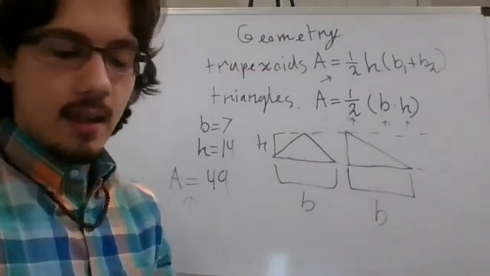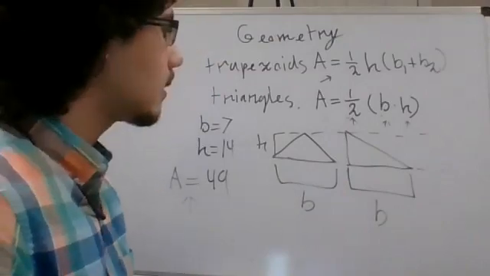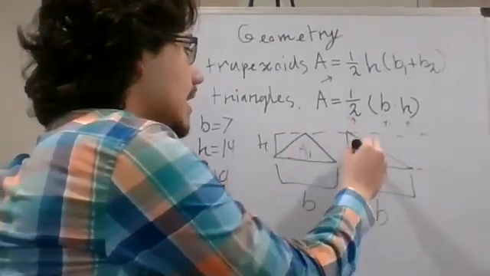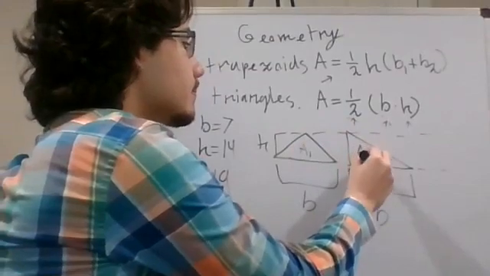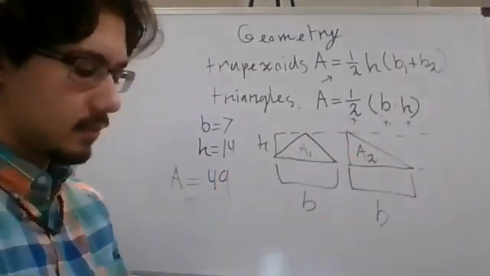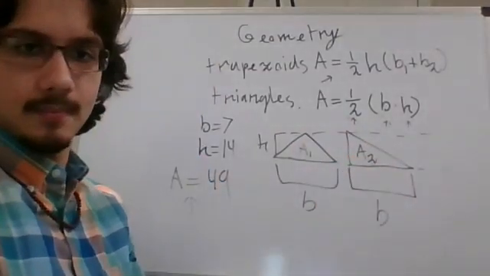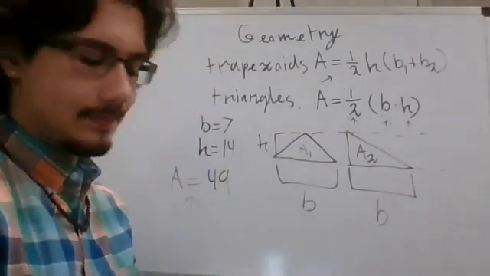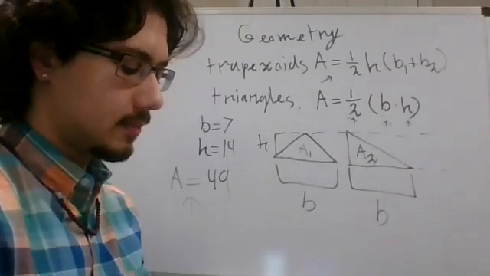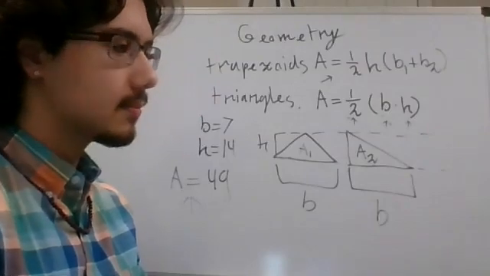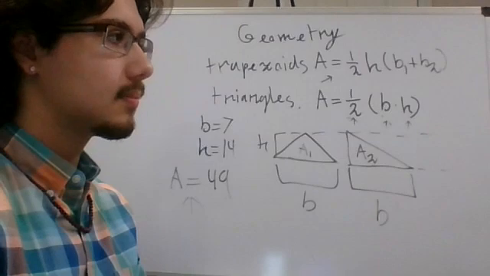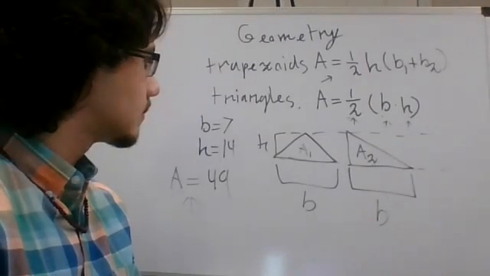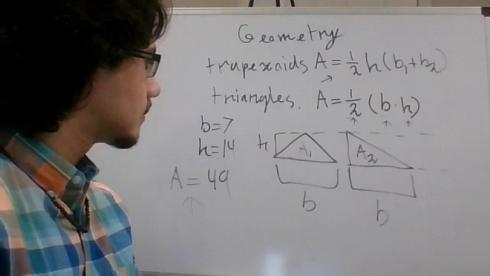Can I have Mr. Nathan? Would you say that this area and this area are equal? Yes, sir. Okay, can you say why or why not? Because the base is a rectangle and the height is both a triangle.